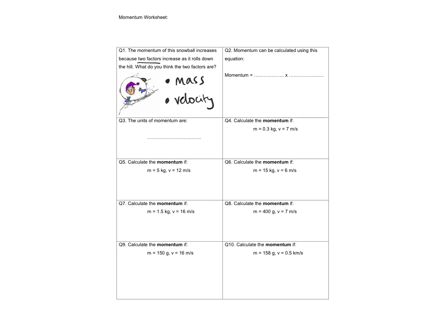So question 2, momentum can be calculated using an equation. Given that momentum is affected by mass and velocity, the equation for momentum is mass multiplied by velocity.